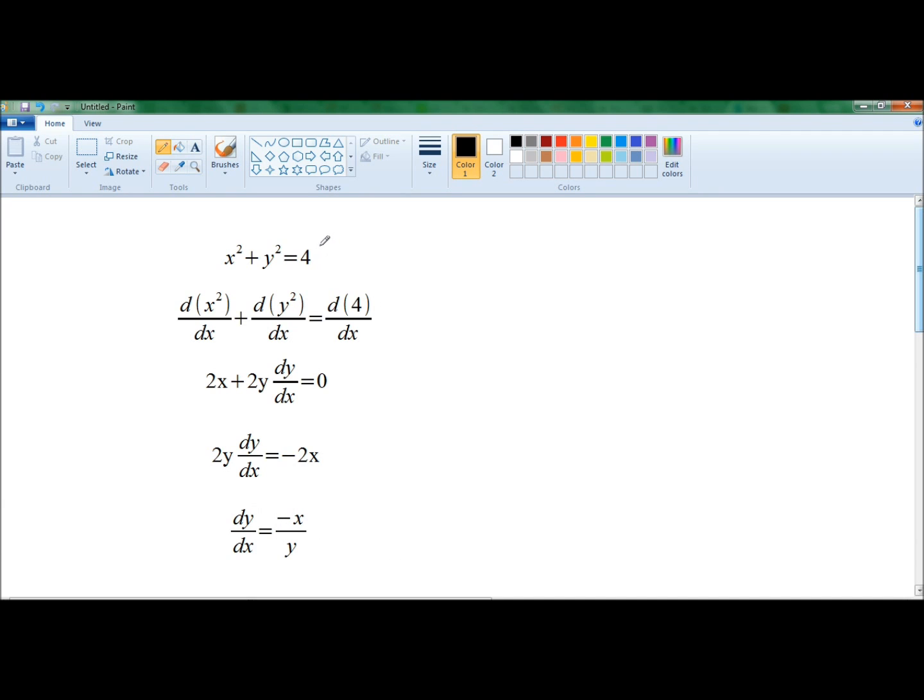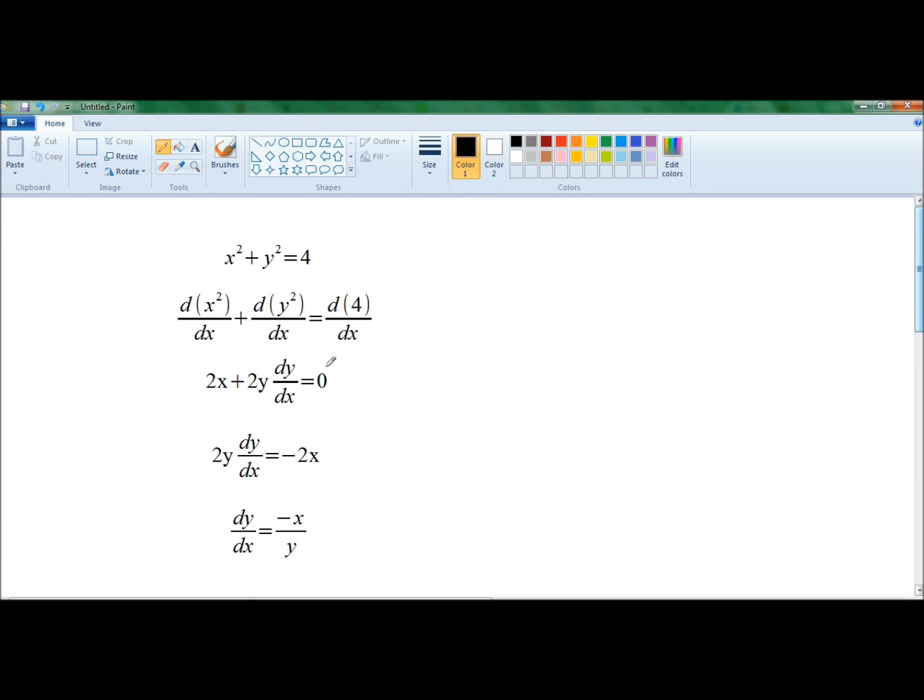But implicit differentiation says that instead of doing that, you can just find the derivative of both sides, and then just solve for dy dx. So, in this case, I would find the derivative of every term. The derivative of x squared is just 2x. But I want you to notice that the derivative of y squared is 2y times dy dx. And the derivative of 4 is just 0, because 4 is a constant. So now I'm left with 2x plus 2y times dy dx equal to 0.